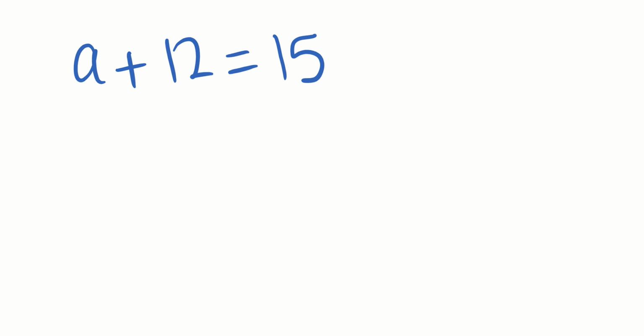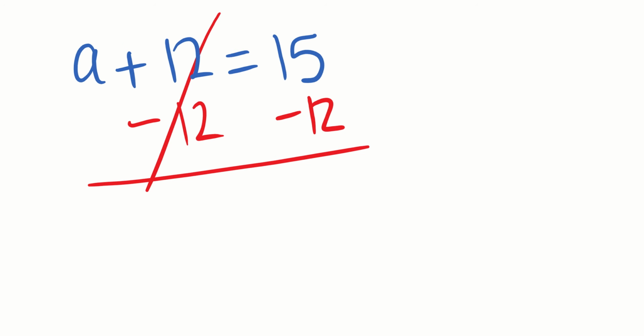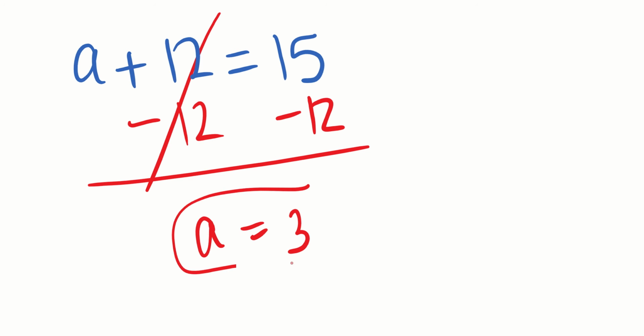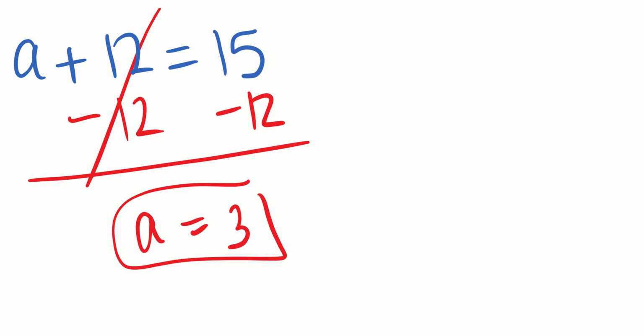If I have a plus 12, the inverse would be a minus 12. So I'm going to do minus 12 on both sides. Now 12 minus 12 is nothing, so I'm left with just a, which is our goal, a by itself, and then 15 minus 12 is 3. So a equals 3. To check this, I would plug in my answer to the original equation.